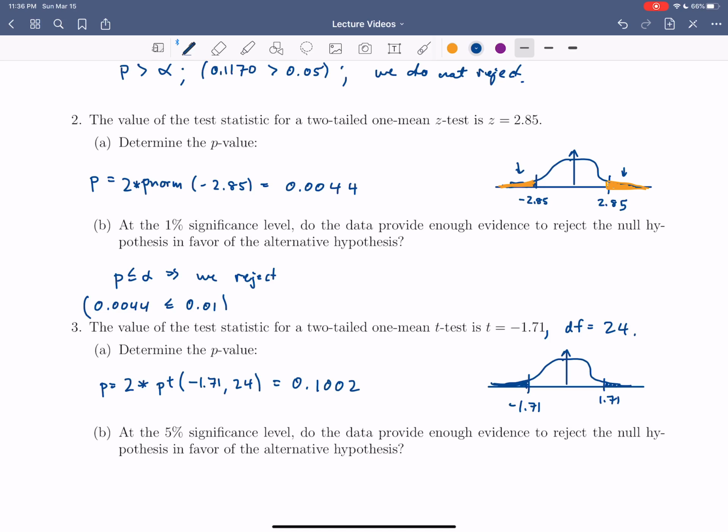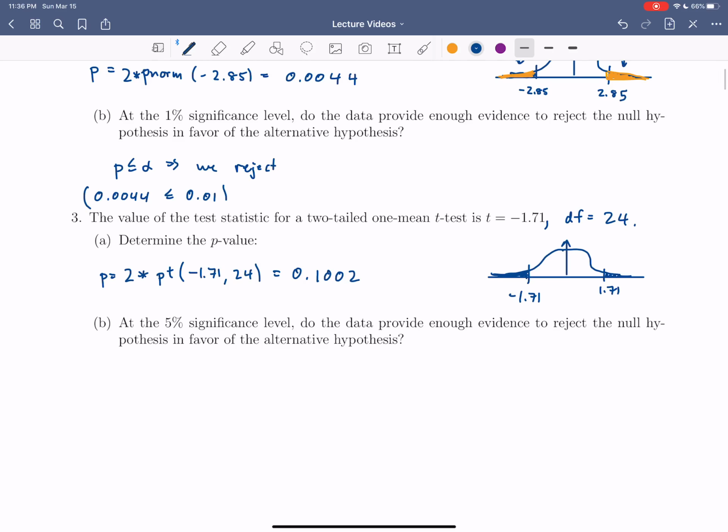0.1002. It's really 0.100164, but again, we round to 4 decimal places. There we go. So that is our p-value for our data set.